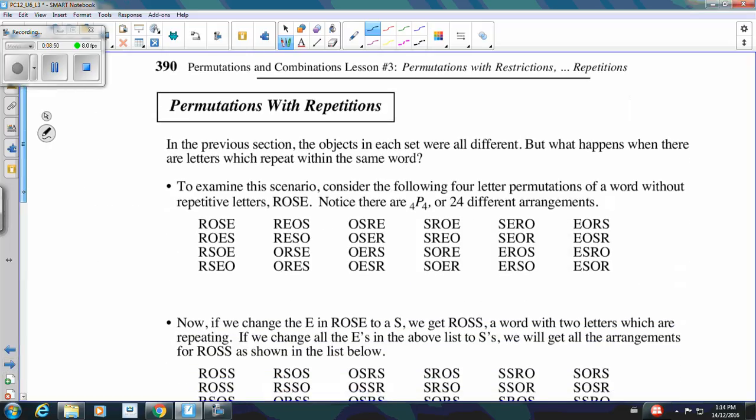So now we're going to look at permutations with repetitions. So in the previous section, the objects in each set were all different. So what happens when there are letters which repeat within the same word? To examine this scenario, consider the following 4-letter permutations of a word without repetitive letters. So the word rose means we have 4 letters. We're rearranging them. This is 4 place 4. We have 4 letters. We're placing all 4 of them, and they make 24 different arrangements.